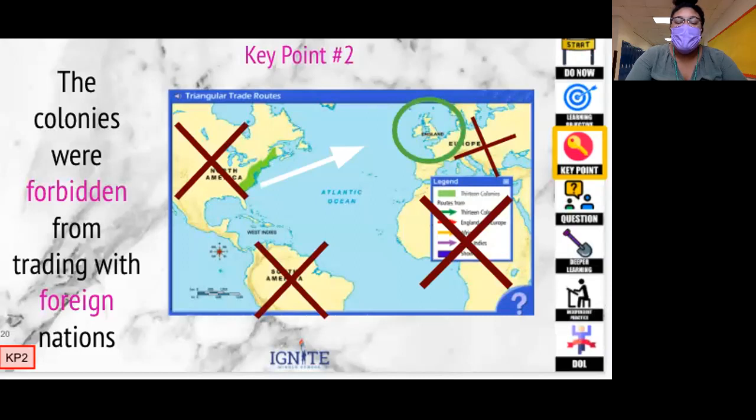So at this point, a lot of scholars like to say, well, why didn't the colonists just trade with the French? They couldn't, because in the system of mercantilism, colonies can only trade with their mother country, which in this case is England.